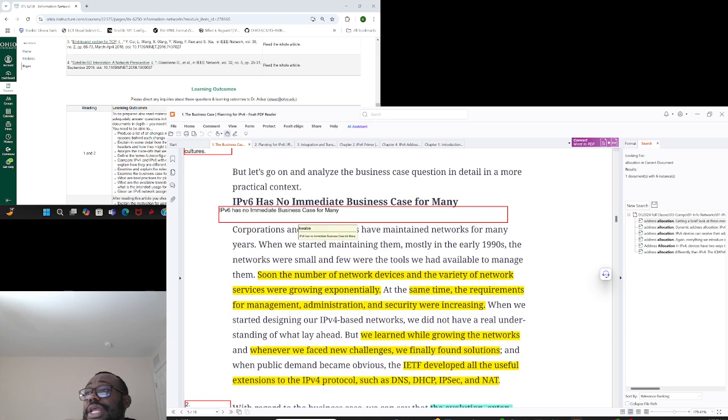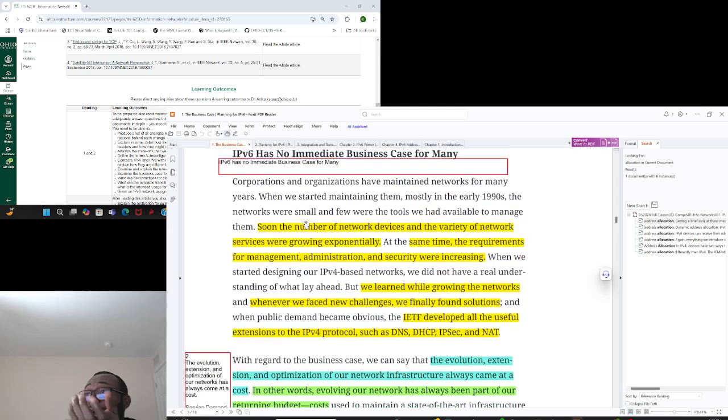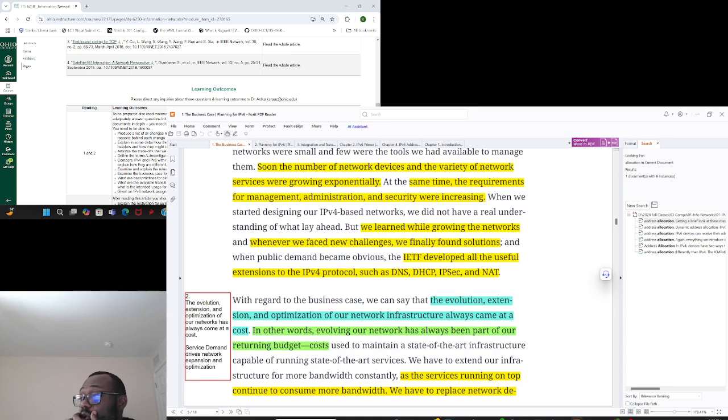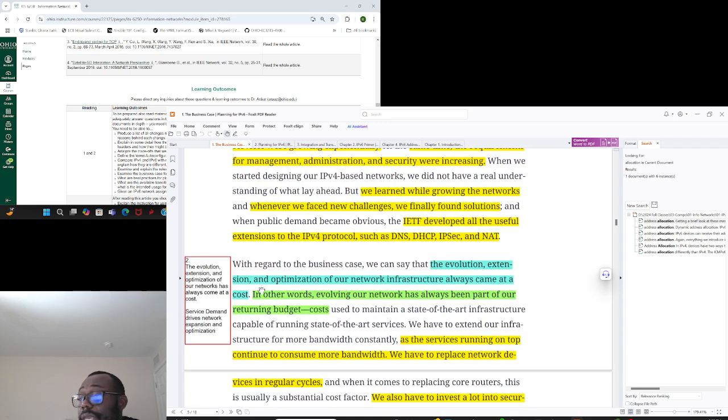And then some will say that IPv6 has no immediate business case, but it will soon catch up with us, and it's already here, right? So we're saying that the evolution, extension, optimization of our network infrastructure always came at a cost. Businesses, whether you like it or not, expand our infrastructure, and we put money into upgrading it to meet the current demands of our customers. We do software upgrades, hardware upgrades, build infrastructure, the connections and all that. We expand our network. That's why we have a planning team.